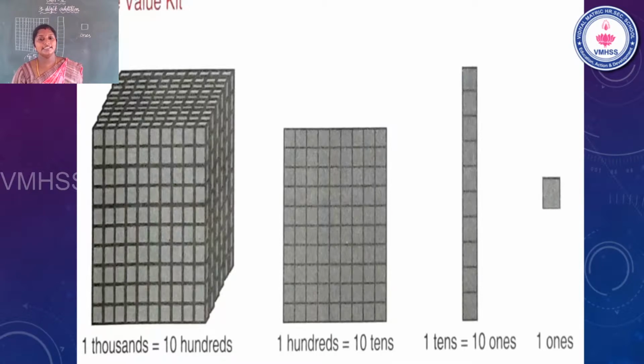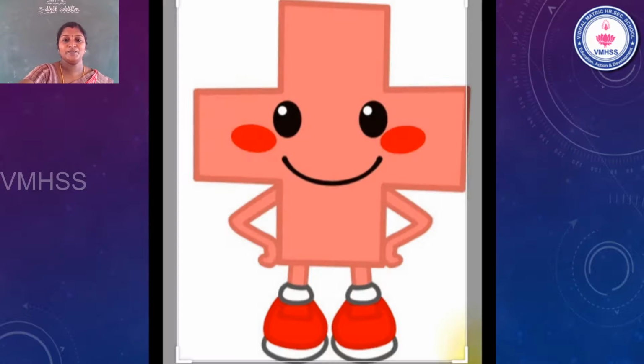Okay students, this is a place value kit. Okay students, we use this property in 3-digit addition. So once again, repeat. 1 tens equals 10 ones. Third one, 1 hundreds equals 10 tens. Fourth one, 1000 equals 10 hundreds. Okay students, now go to the next slide.